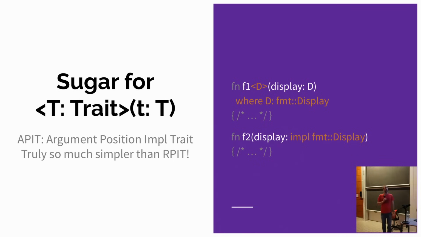It means this function is generic over any type that implements this trait. So this is not there exists some single type. This is for any type, for all types. It is not an existential. It is just a generic type parameter. And it's called a pit because it's a pit, I don't know. Argument position impl trait, and it's just truly so much simpler, but also completely different.